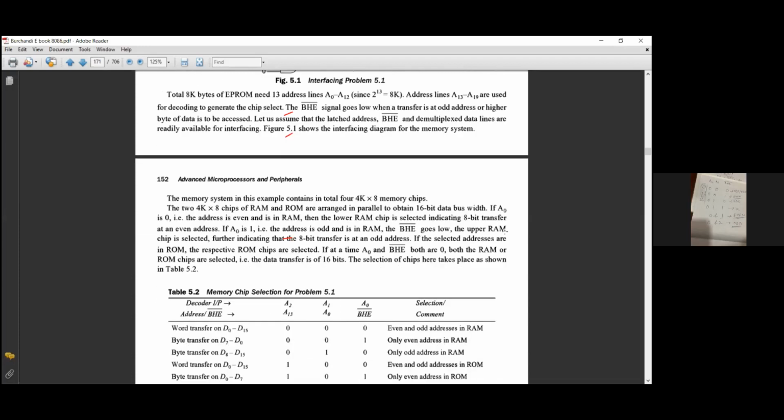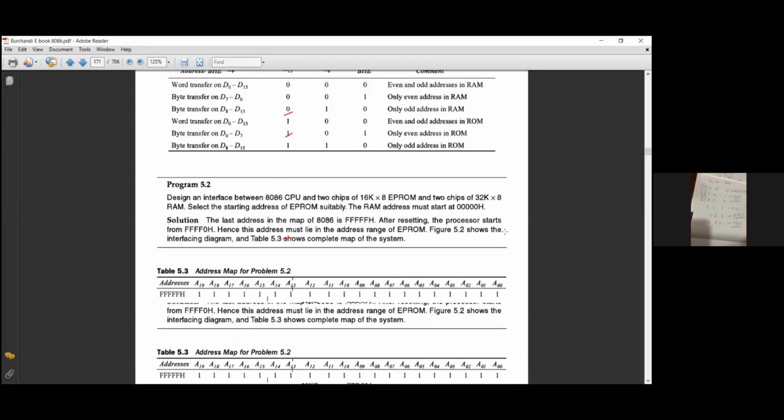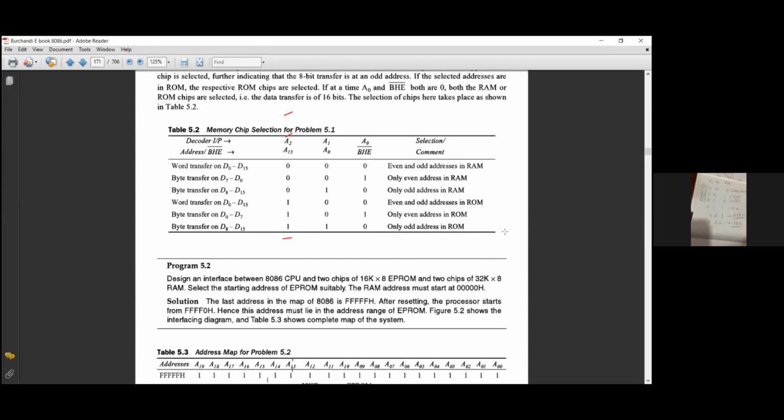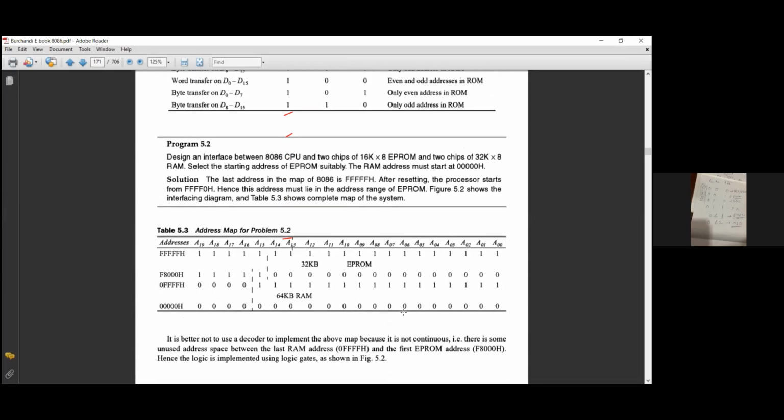There is another diagram. Similar diagrams will be there. You just go through it and you will do it accordingly. This is 5.2. There are another 2 chips: 2 chips of 16K into 8 and 2 chips of 32K into 8. Their memory is different. 32 means 64. Remember, 32 means 64. According to that, the diagram will also change. Okay, go down.